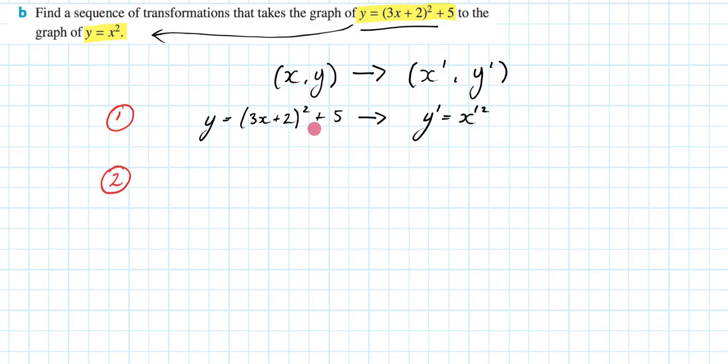Okay, my next step, step number 2, is all about rearranging. So now I'm going to take this and rearrange it. So I'm going to minus 5 from both sides, and I'm going to get this: (3x plus 2) squared. Once I've done that, we come to our third step.